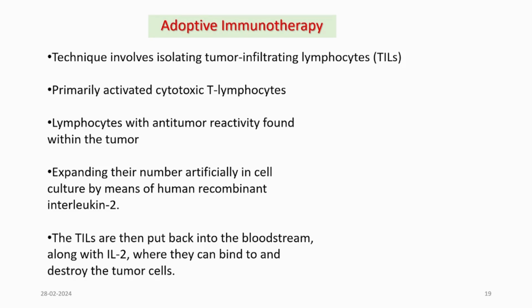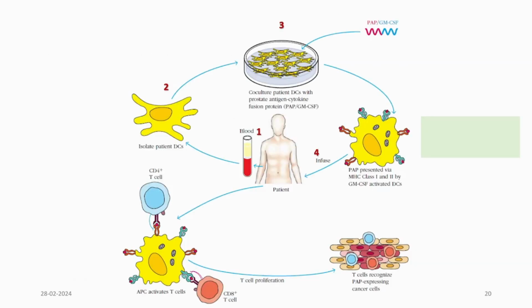So this is the diagrammatic representation, where initially the dendritic cell is isolated from the patient's blood, cultured, and then stimulated with the tumor antigen. Once activated, it is infused back into the patient, where it presents the antigen to both the T helper cell and cytotoxic T cell, resulting in attacking the cancer cell. So that's all.